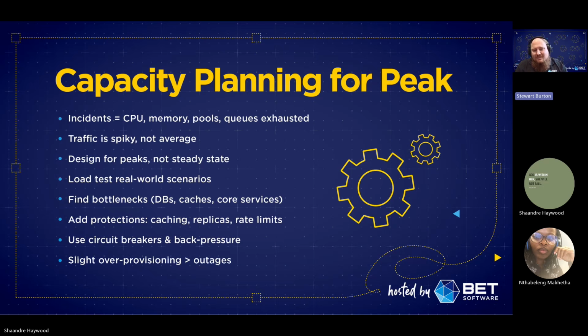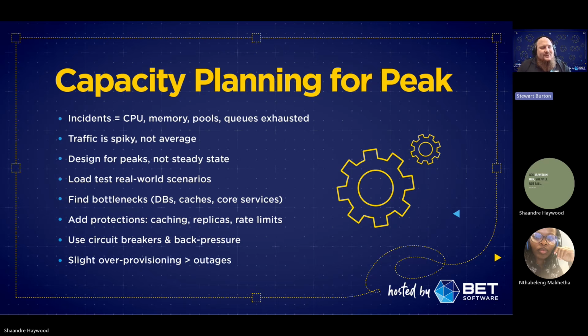So your primary databases, any shared caches or core services, as well as putting protections in place like caching, read replicas, rate limits, circuit breakers, and back pressure, so that there is not one hotspot that collapses your entire system. So in practice, capacity planning is less about precision and more about avoiding being obviously under-provisioned at predictable peaks. You'd rather be slightly over-provisioned and stable than save a bit and then deal with an outage later.